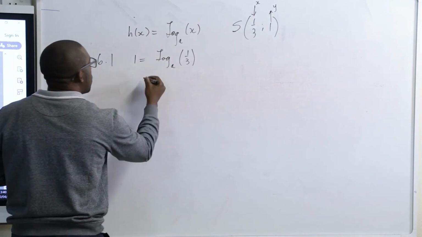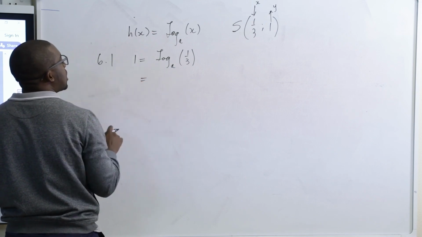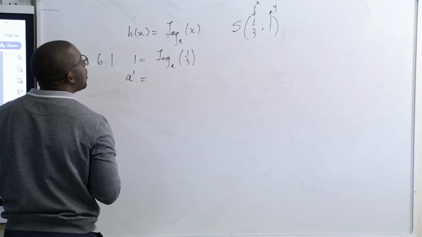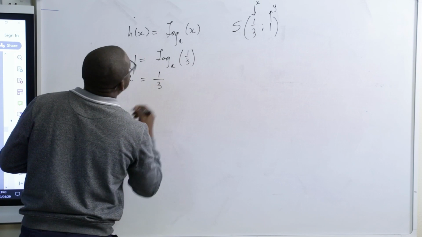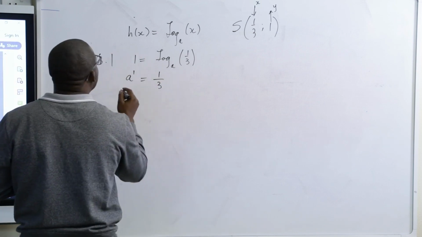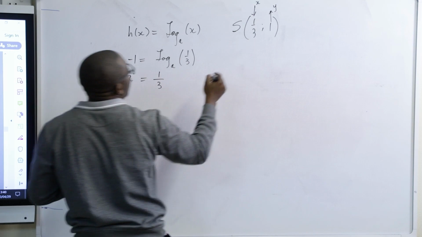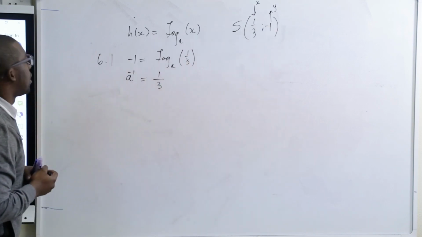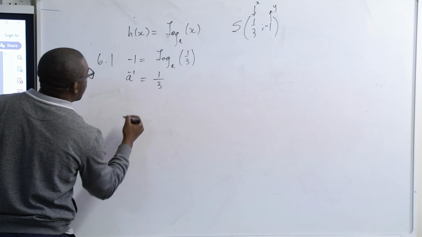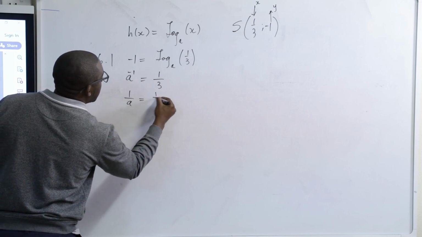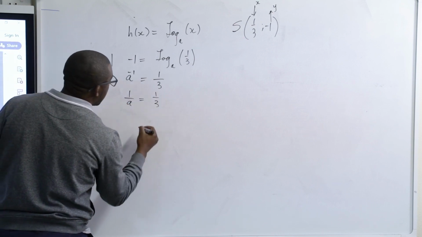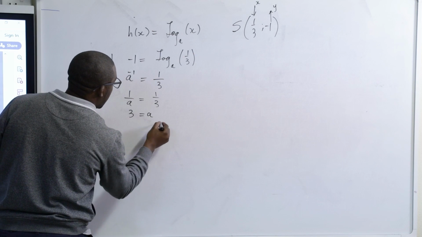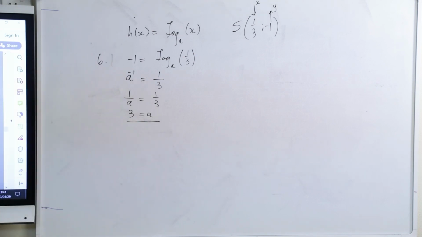So what does this do? The base goes and raises that 1 to the power, so it's now a to the 1. The log disappears. I now have 1/3. Sorry, that one, negative 1. Laws of logarithms, a to the negative 1 is as good as 1 over a is equals to 1 over 3. Cross multiply, the 3 multiplies 1, a multiplies 1. That means 3 is equals to a as was required. A is equals to 3 as was required.